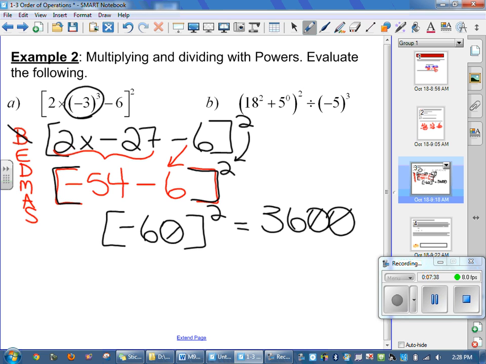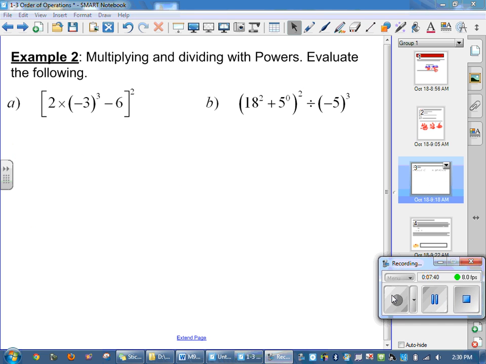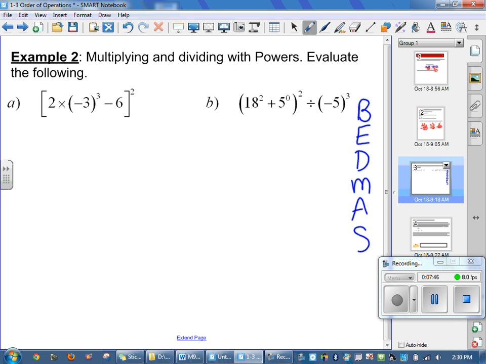Okay, now we're going to take a look at letter B. I'm going to write my BEDMAS again. Do I have brackets? Yes, I have brackets. So I'm going to do my brackets first. So I have to solve in my bracket here. So inside this bracket, I have exponents now. So I'm going to go 18 times 18, or 18 squared. Somebody find that out for me, please.